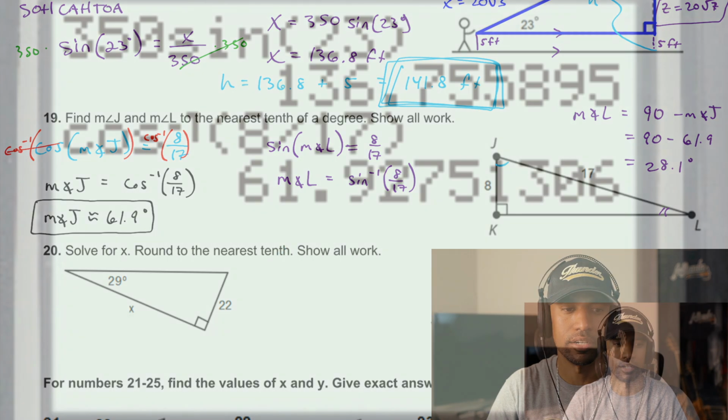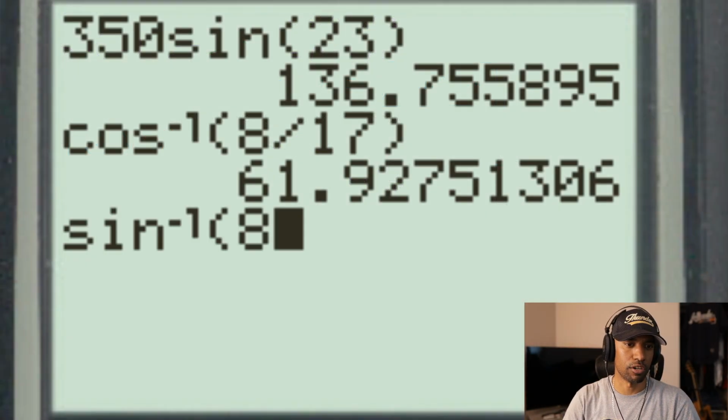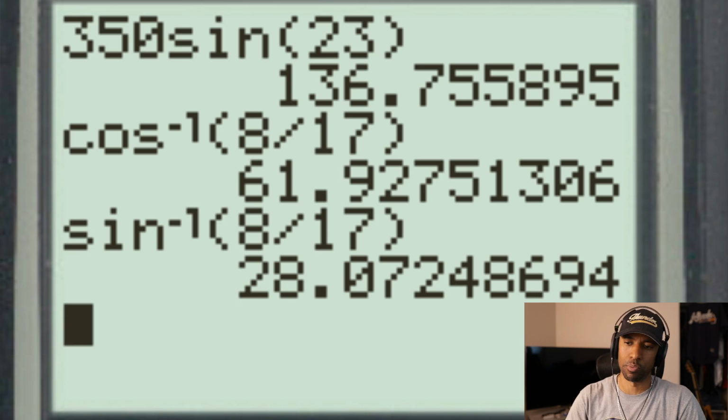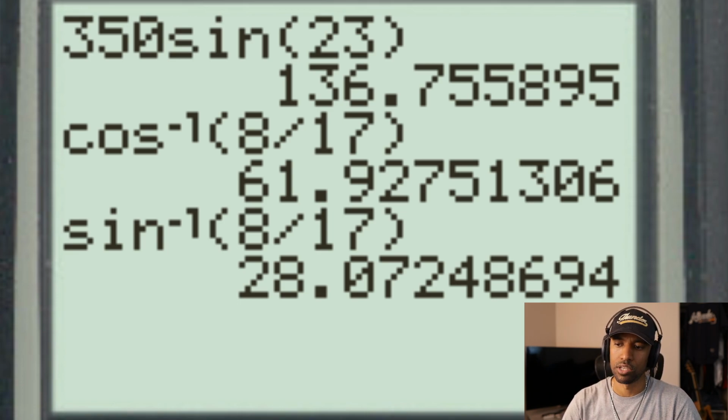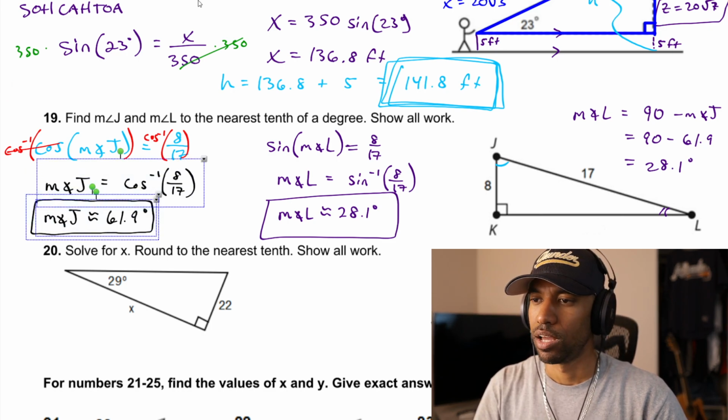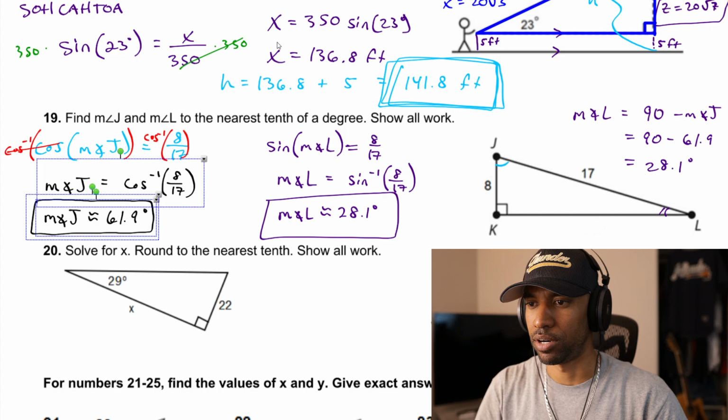Let's see what we get here. The inverse sine of 8 over 17 gives me 28.07, which rounds up to 28.1. So the measure of angle L is about 28.1 degrees. Not Fahrenheit, nothing like that, just 28.1 degrees. All right, that is it for that problem.